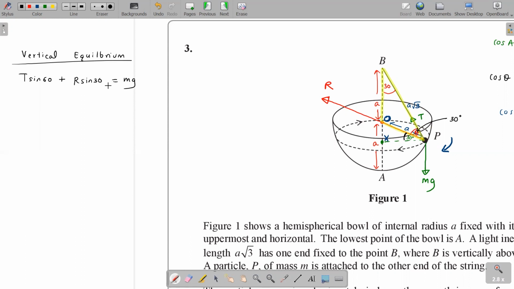So this is your first equation. Then let's apply F equals ma towards the center.